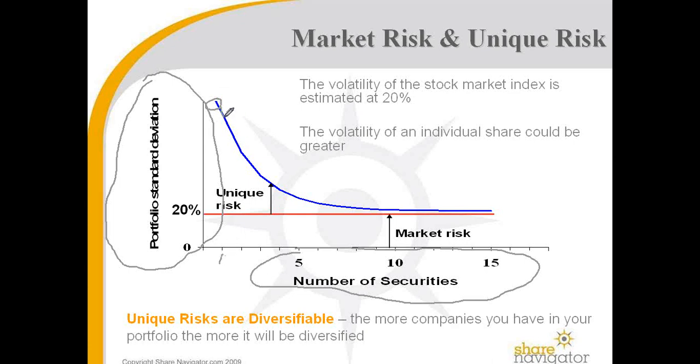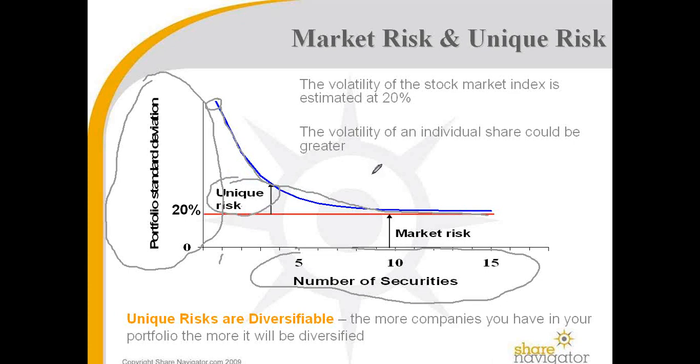But as you invest into more stocks, you can see your risk eventually declines. And you can almost reduce your risk to what we call the market risk by investing in between 10 to 15 stocks. So you should have between 10 to 15 stocks in your portfolio, folks. If you don't, you do have what they call unique risk attached to your portfolio.